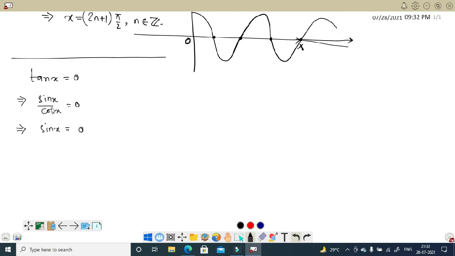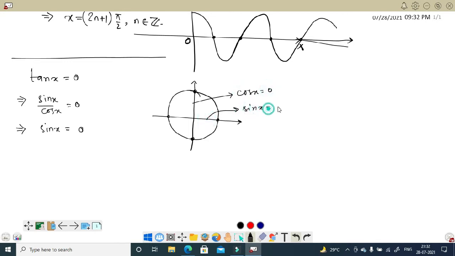Because remember, whenever sin x is becoming 0, cos x will not be 0 there. If you draw the unit circle, then you remember that sin is becoming 0 on the horizontal line and cos is becoming 0 on the vertical line. So on this line cos x is equal to 0, on this line sin x equal to 0. So they are completely different. So whenever sin x will be equal to 0, cos x will not be equal to 0. So easily we can take cos x to the right hand side and multiply with 0. There will be no problem. So ultimately we are having sin x.